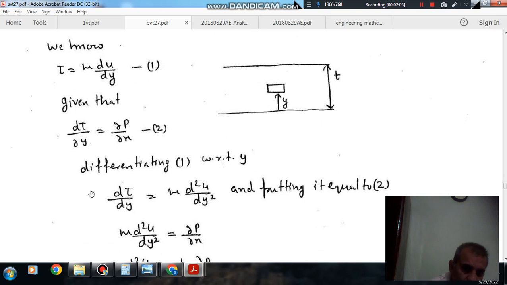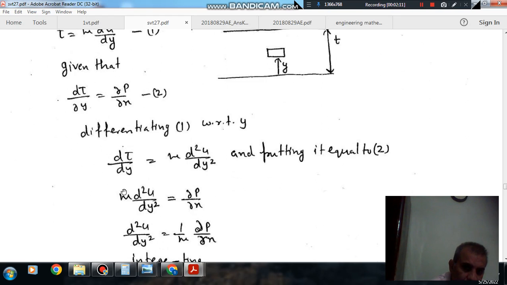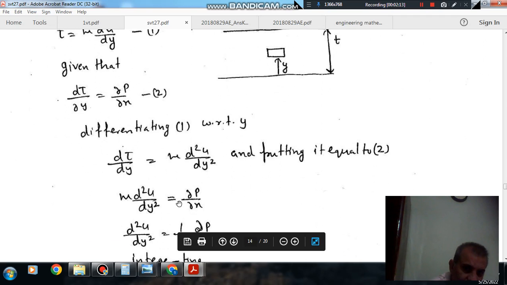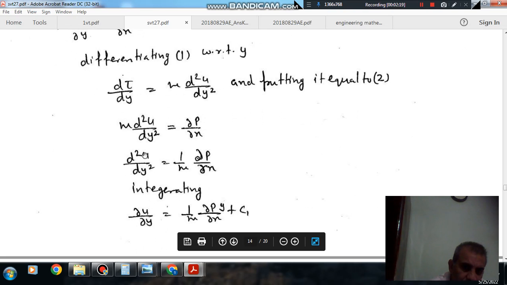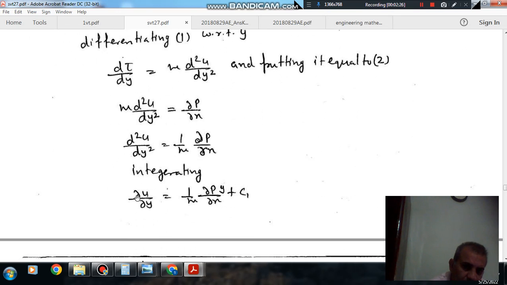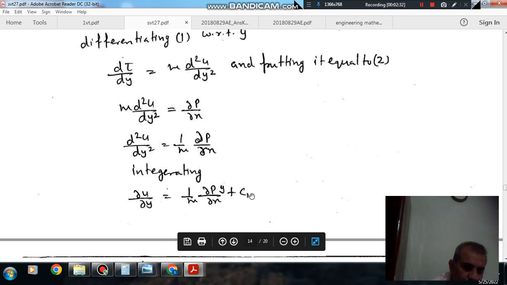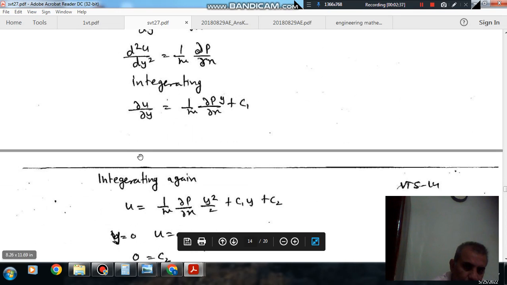Now we can put this expression in this equation. So it becomes μ ∂²u/∂y² = ∂p/∂x, or ∂²u/∂y² = (1/μ) ∂p/∂x. Integration of this will give ∂u/∂y = (1/μ) ∂p/∂x · y + c1. Integrating again, we have u = (1/μ) ∂p/∂x · y²/2 + c1 y + c2.